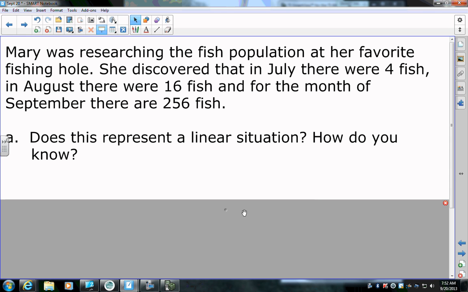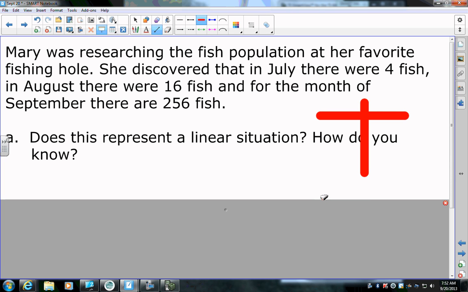Now, the first thing I would do is build a table. And hint, you're going to have stuff like this. All right. You're going to have to be able to do this from a word problem. This is one of your standards. So I have the months first, and after the months, we have the number of fish.